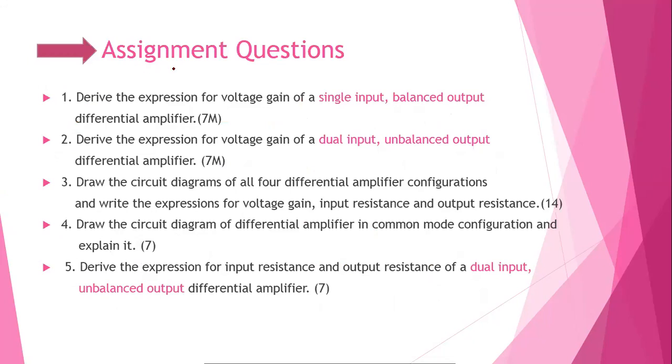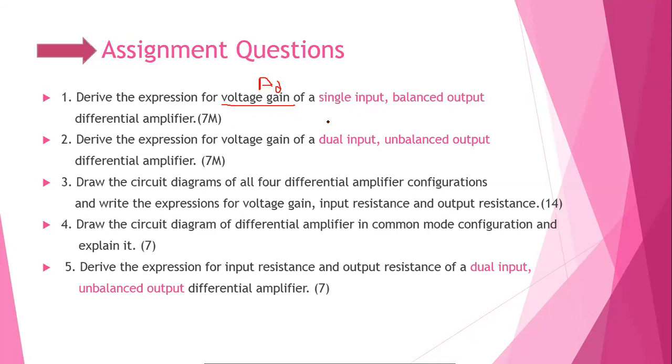Here we have the assignment questions regarding this topic. Derive the expression for voltage gain of single input balanced output differential amplifier. Here you have to note that we have to find out voltage gain. This voltage gain is nothing but differential gain. So you have to consider only differential gain. You need not calculate common mode gain unless it is asked. If it is asked simply voltage gain, then you can directly find out the differential gain of a given circuit. Here it is asked for single input balanced output differential amplifier.